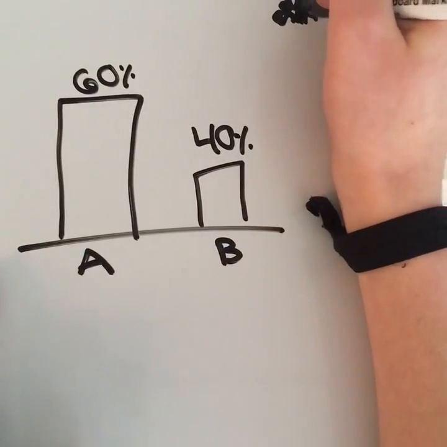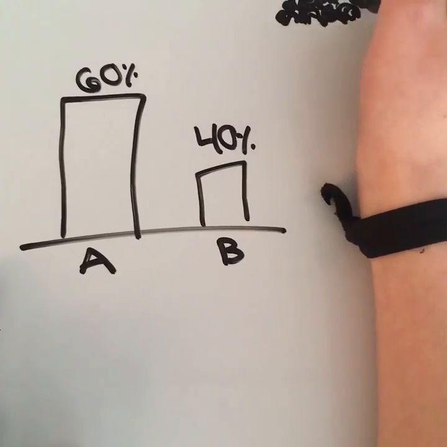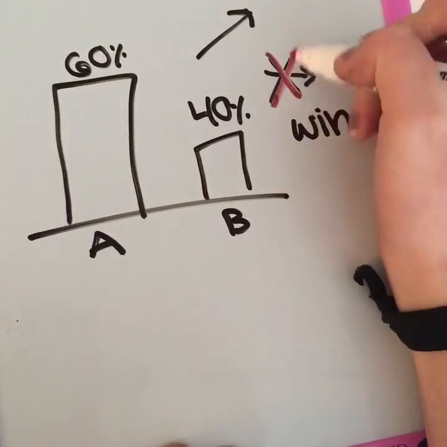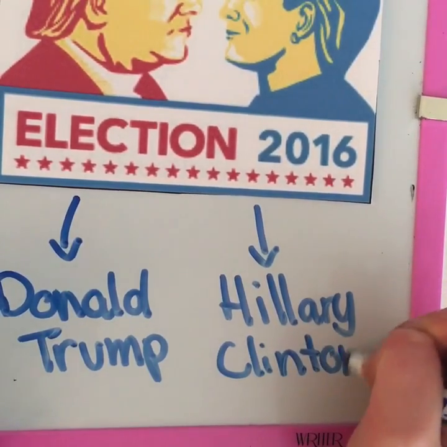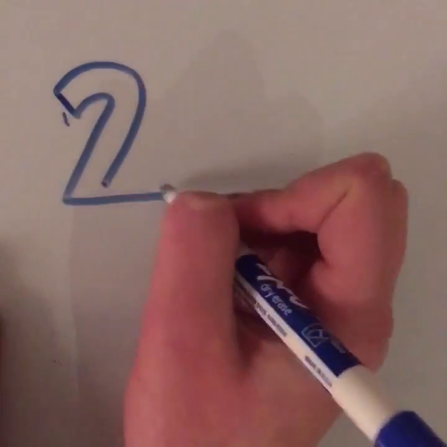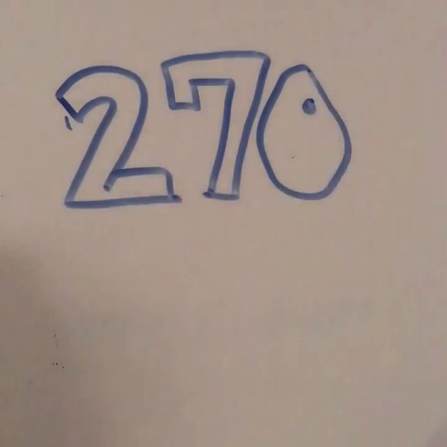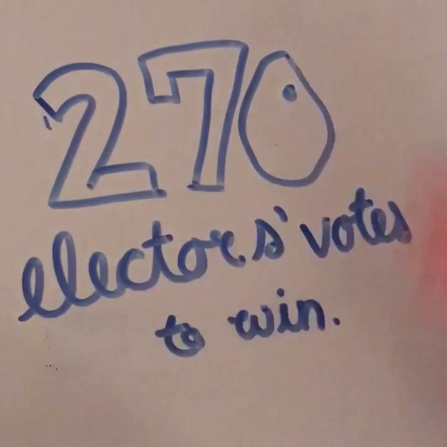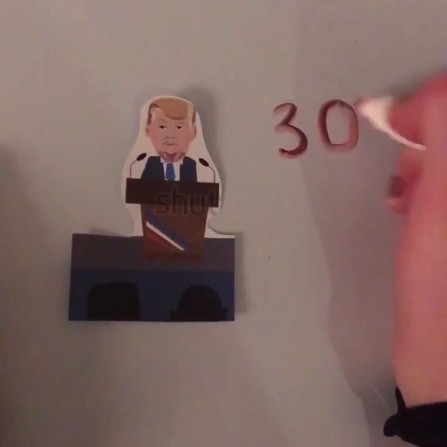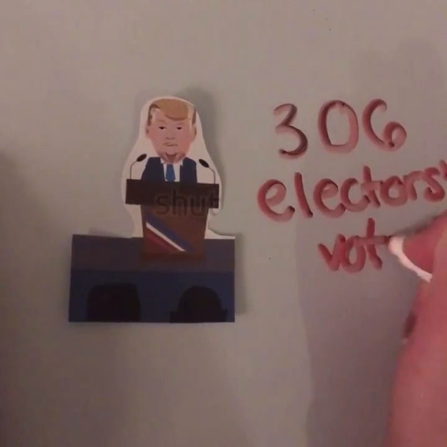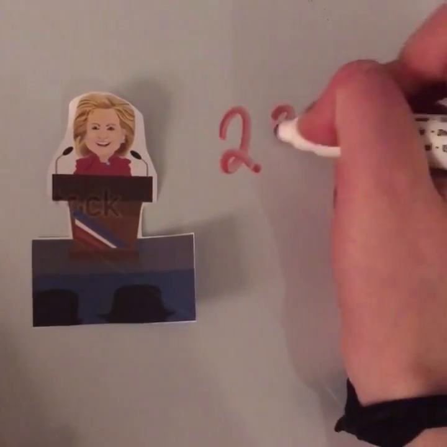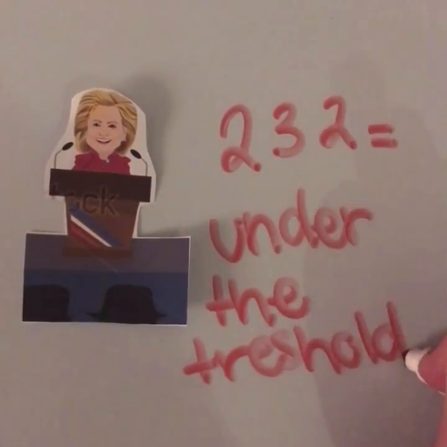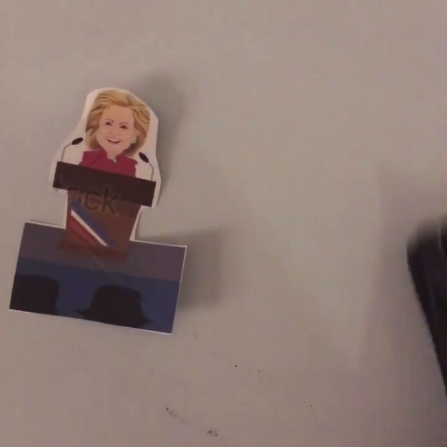But here's the thing. Just because a candidate wins the popular vote doesn't mean they win the election. Let's look at the recent 2016 elections. We had 2 candidates running for the title of president, Donald Trump and Hillary Clinton. In order to win, they needed 270 of the electors' votes out of 538. Trump ended up winning by collecting 306 of these electors' votes, which is above the threshold of 270. Hillary only managed to collect 232 of the electors' votes, which is under the threshold. This means that Trump ended up winning the elections.